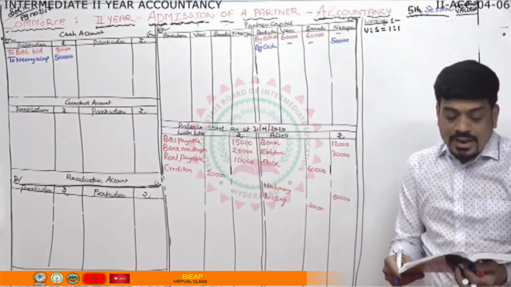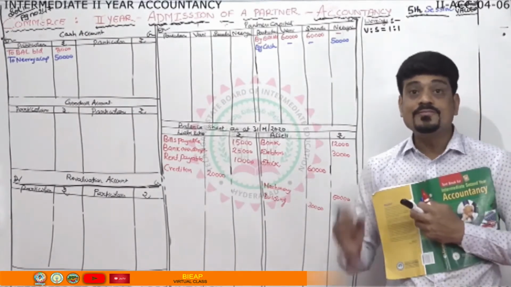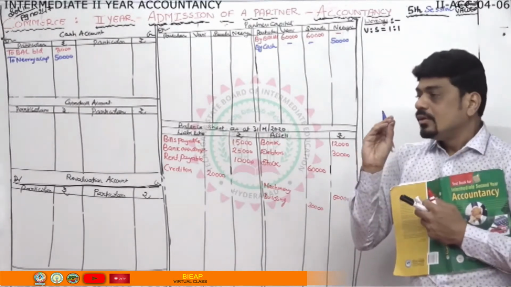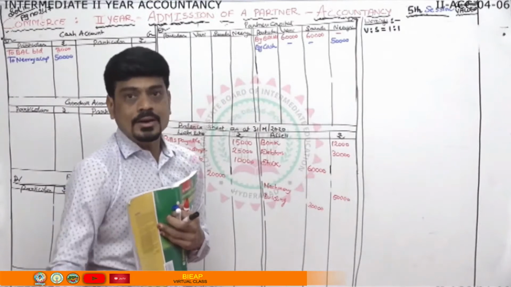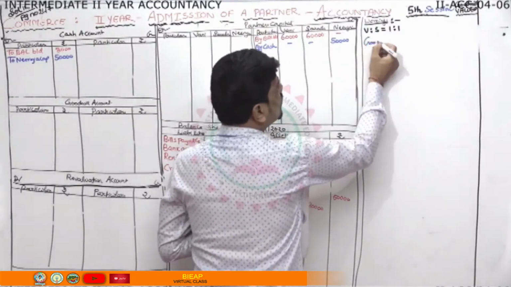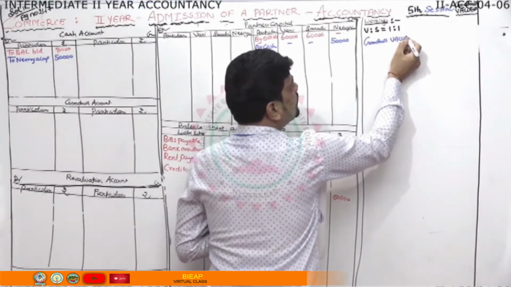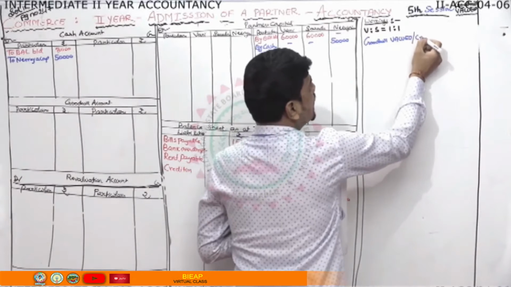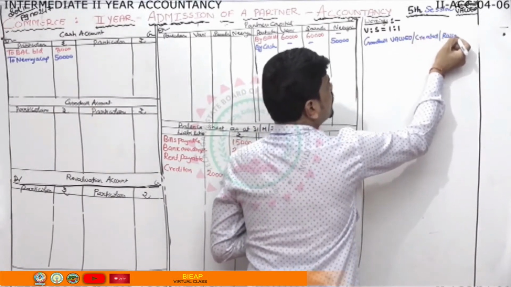Then goodwill of business is valued at 40,000. Be careful. Valued. Whenever they say valued, I told you it should be distributed among partners. So we'll go to the working note and we'll write here goodwill valued. What are the different names I taught here? I am writing here created, or they can say raised.